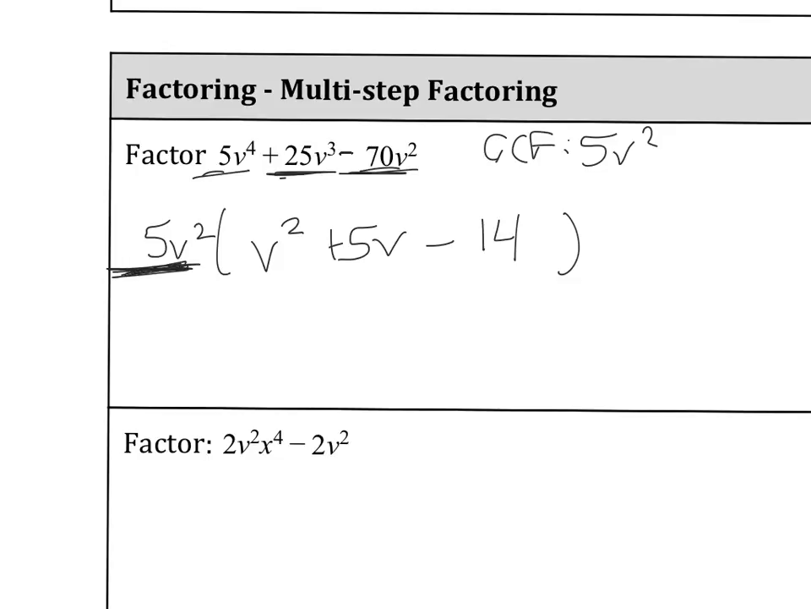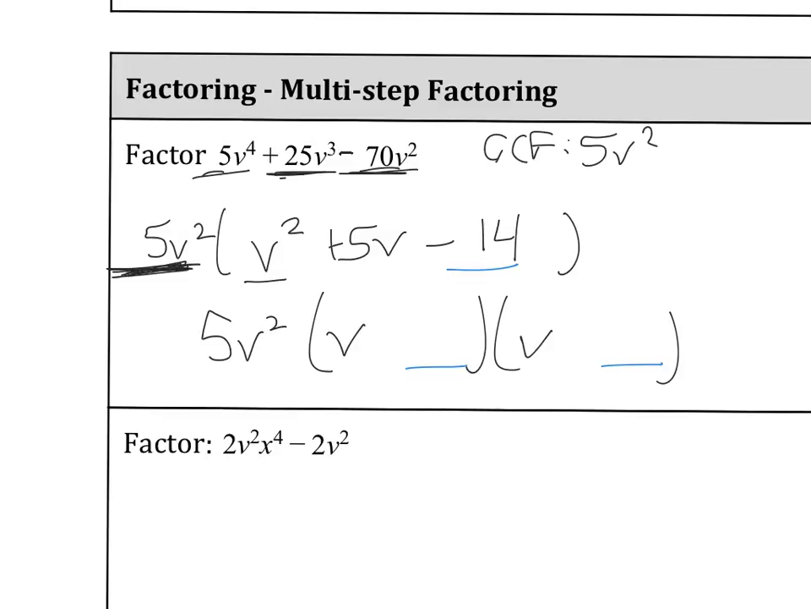But now I'm going to look inside this and try to factor this further. This I'm going to carry around with me. So my final answer will have a 5v squared on the outside. And now I'm going to think about things that multiply to make a v squared. So that has to be v and v. And now I'm trying to think about things that multiply to make a negative 14.